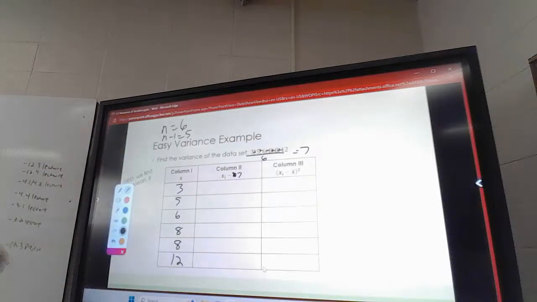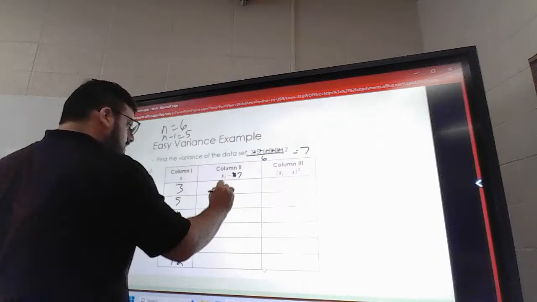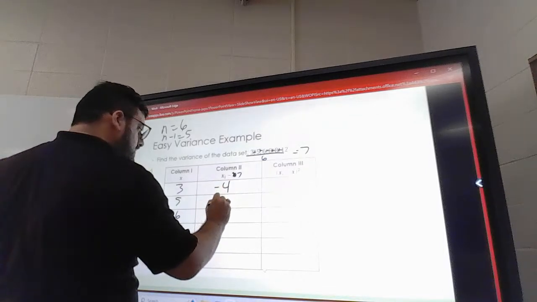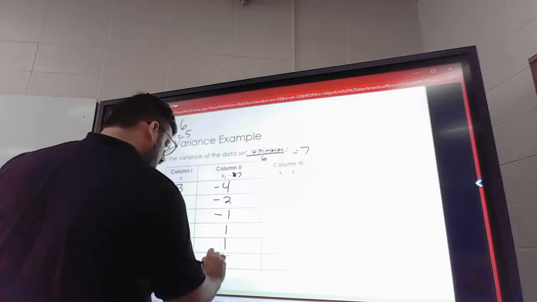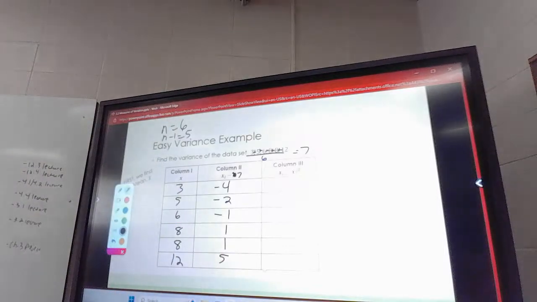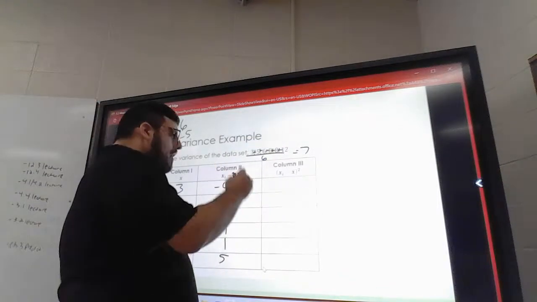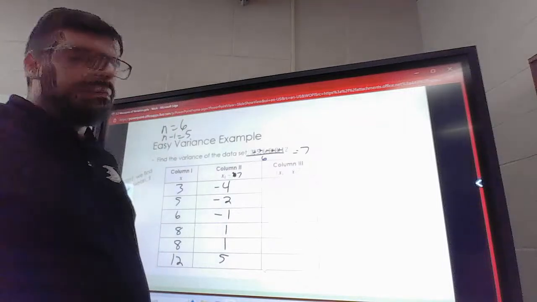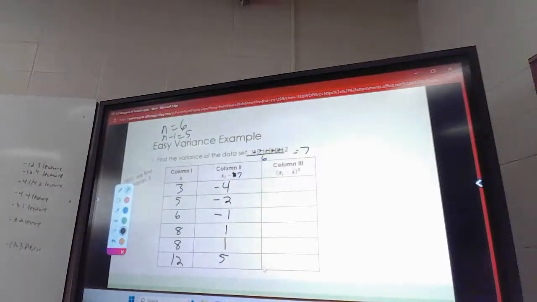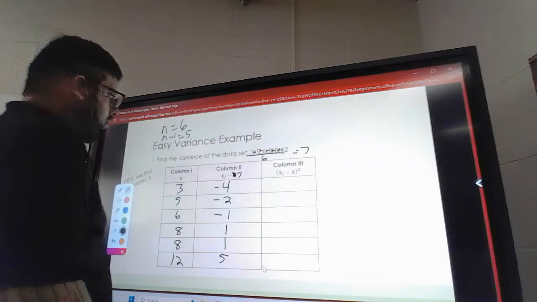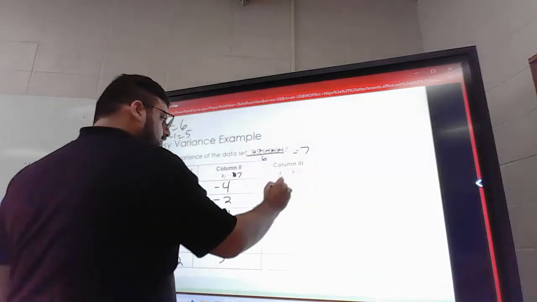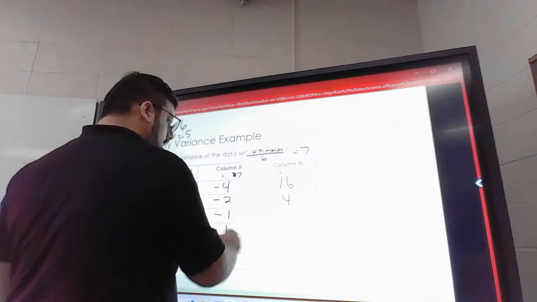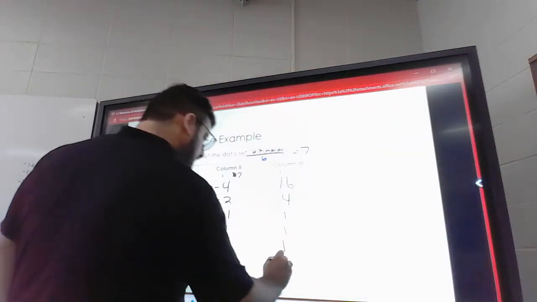Now I'm going to subtract each one of those by 7. So 3 minus 7, 5 minus 7, 6 minus 7, 8 minus 7, 8 minus 7, 12 minus 7. And it's okay for that second column to have negative numbers, because when we square all of these in the next step, then those negative signs will go away. Okay. So let's go ahead and go to the next step. We'll square all these values. So this will be 16, this will be 4, all 3 of these will be 1, and this will be 25.